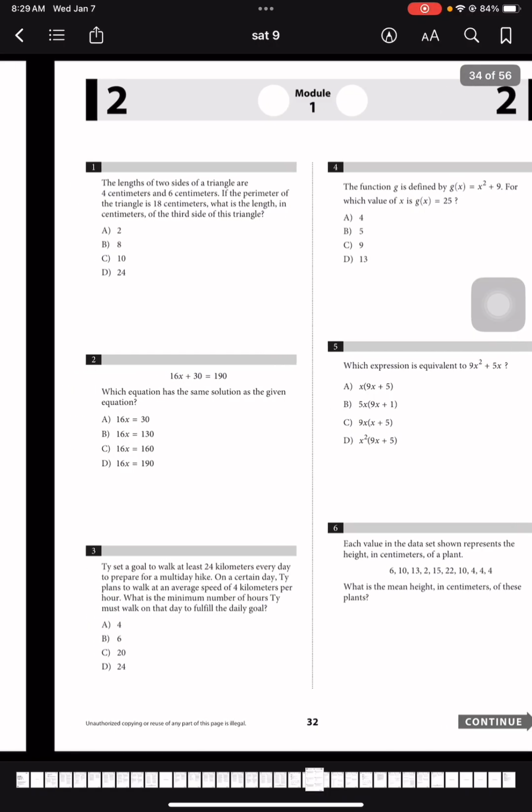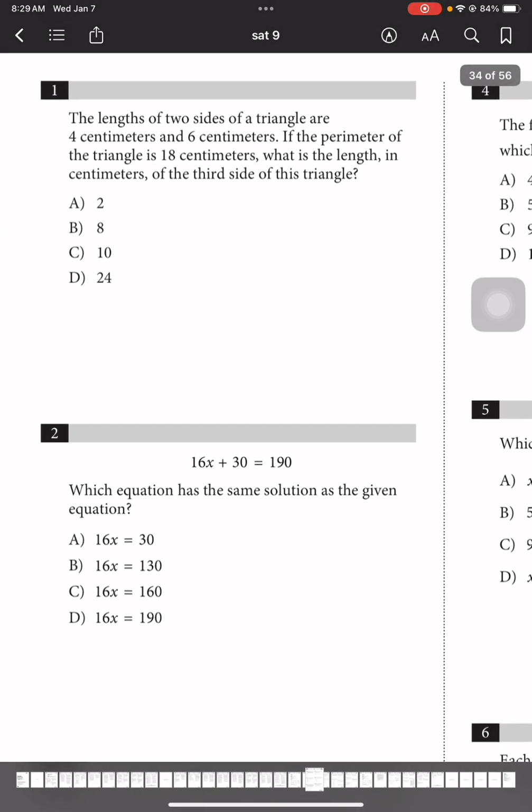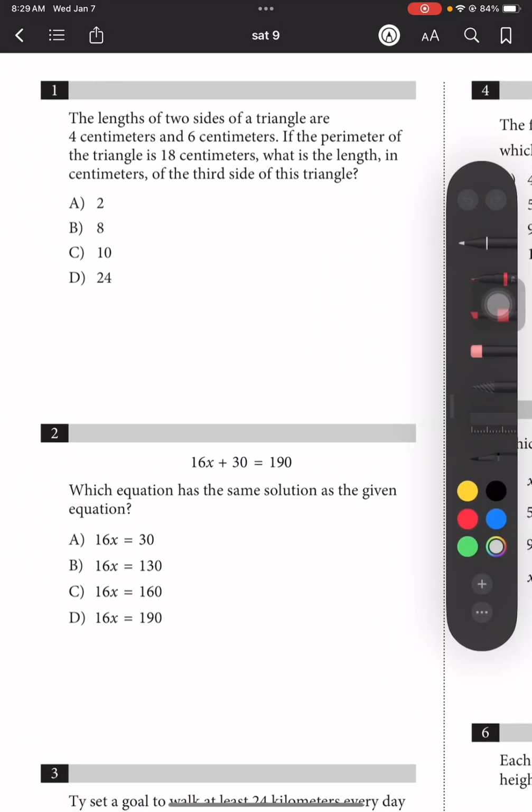The lengths of two sides of a triangle are 4 and 6. The perimeter is 18. What's the length of the third side of this triangle? It didn't say right triangle, so it's 8. It's 18 minus 10.